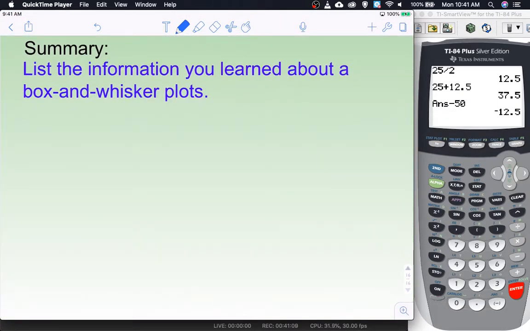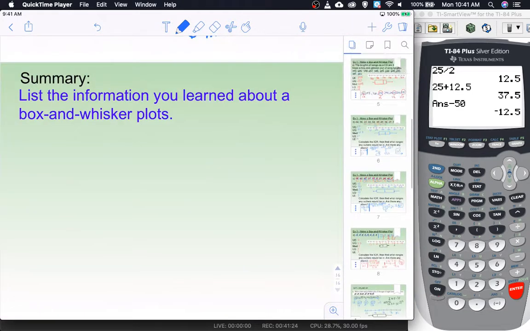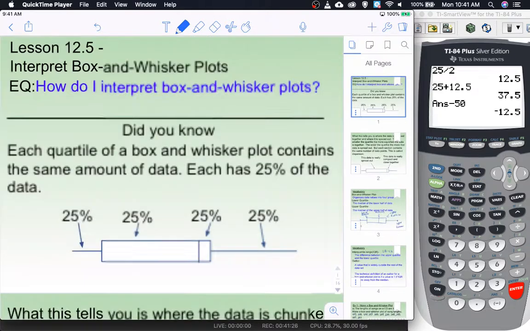Summary. List the information you learned about box and whisker plots. You go ahead and make a list. What did you learn about box and whisker plots in this lesson? I guarantee there is something. All right, you probably learned that each section of the graph holds 25% of the data.